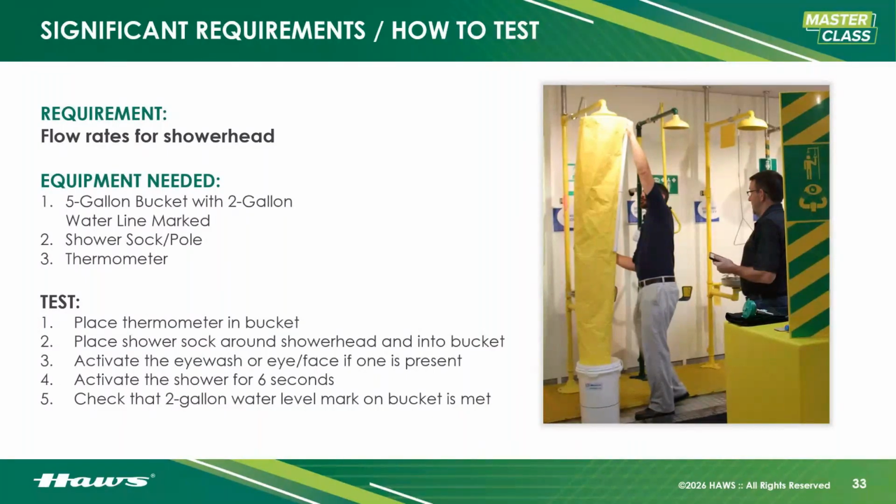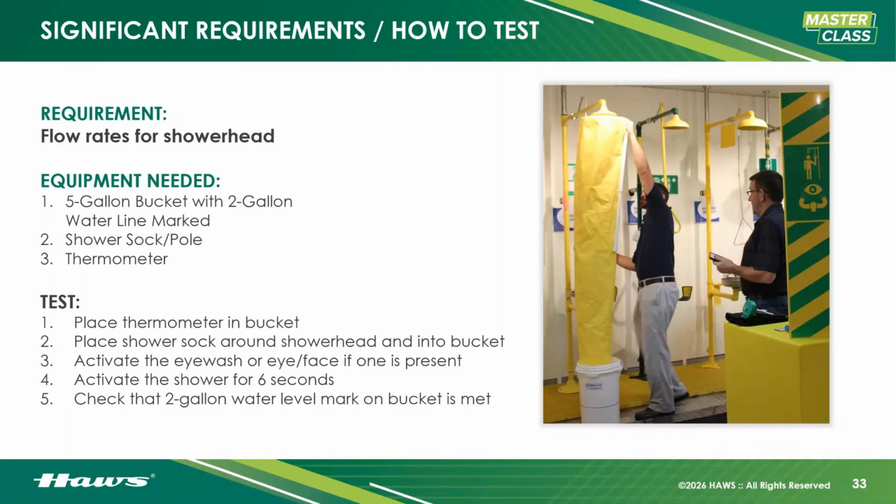So what you want to do is get your 5-gallon bucket, your water with your 2-gallon water line mark. This is very important. Get your shower sock and pole and your thermometer. Place the thermometer in the bottom of the bucket right away. That's just going to give us our temperature at the end. Place the shower sock around the shower head and run the bottom into the bucket, unless you want soggy loafers. Ensure that it is fully within the lip of the top of the bucket.